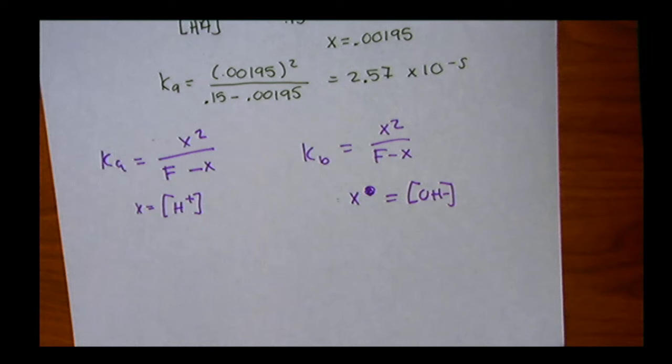I'm sorry, come again? F is initial concentration. I just picked F, I don't know why. I think I saw it in a book one time. So it's the initial concentration of whatever you added, so whatever acid or base you originally added.